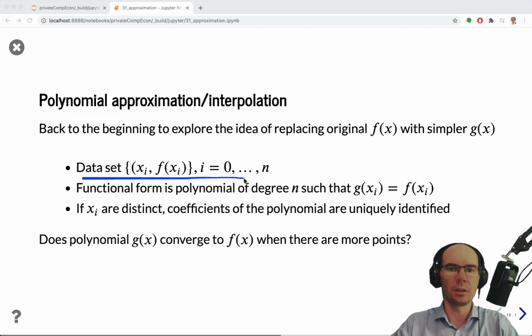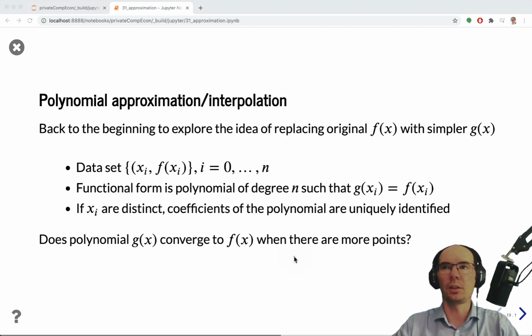As before, we have a data set composed of n plus 1 points indexed from 0 to n. And the functional form is going to be a polynomial, as I said, of degree n. So if we have a degree n polynomial, it has n plus 1 parameters, coefficients. That means that n plus 1 points will be enough to identify all of them. Just enough, I should say. And that's what it says here. So if the x_i's are distinct, so they're all different, then the coefficients of the polynomial are uniquely identified.